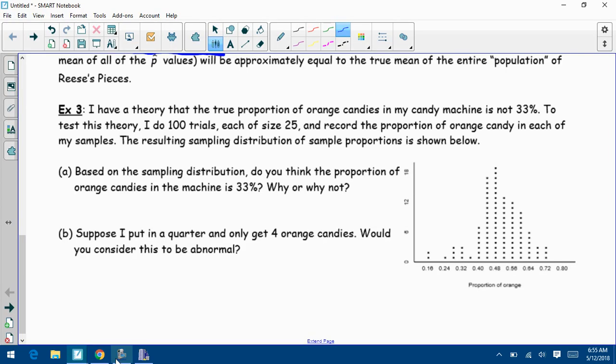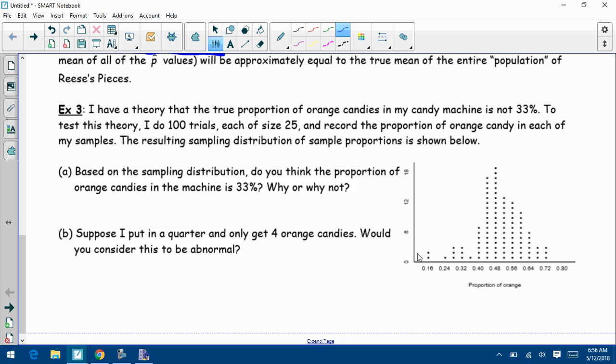So how can we use this to help us? Well, in the program I just did, we looked exactly at if it really was 0.33. Let's say I didn't know what the true population mean was, and I wanted to use a sampling distribution to tell me. Here's example 3. I have a theory that the true proportion of orange candies in my candy machine is not 33%. To test this theory, I do 100 trials, each of size 25, and record the proportion of orange candy in each of my samples. The resulting sampling distribution of sample proportions is shown below.